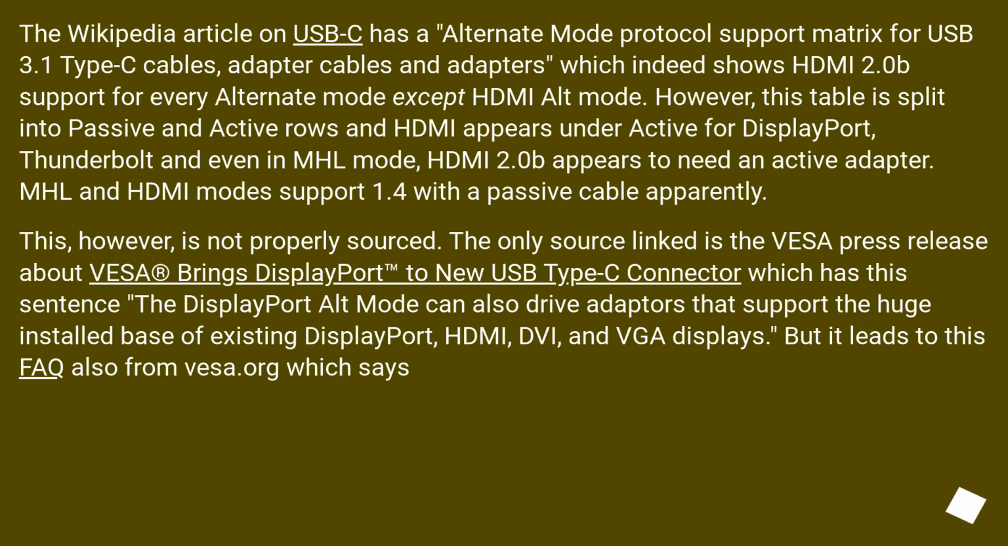The Wikipedia article on USB-C has an alternate mode protocol support matrix for USB 3.1 Type-C cables, adapter cables and adapters, which indeed shows HDMI 2.0b support for every alternate mode except HDMI alt mode. However, this table is split into passive and active rows, and HDMI appears under active for DisplayPort, Thunderbolt, and even in an MHL mode, HDMI 2.0b appears to need an active adapter. MHL and HDMI modes support 1.4 with a passive cable apparently. This, however, is not properly sourced.